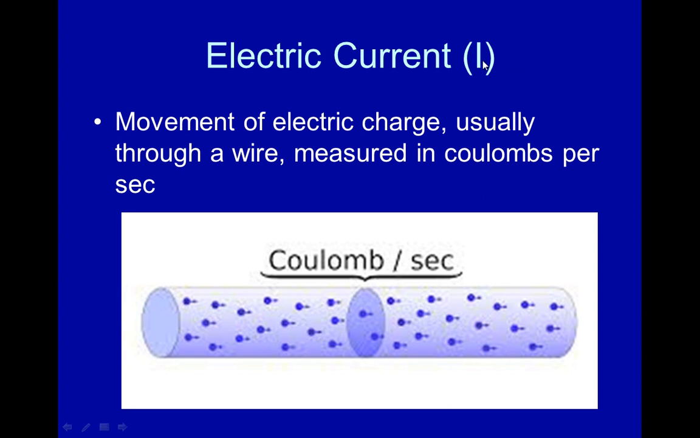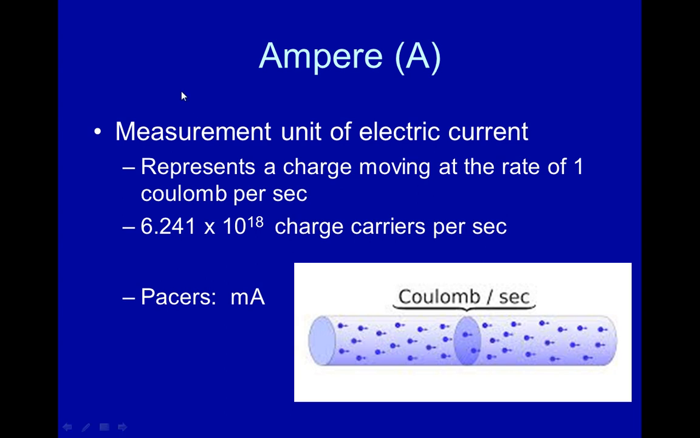Electric current, and we oftentimes use the abbreviation I for current, is the movement of electric charge, usually through a wire, measured in coulombs per second. So how many coulombs pass by this point per second is a measure of the electric current. And of course, the ampere is the measurement unit we use for electric current. It represents a charge moving at the rate of 1 coulomb per second.